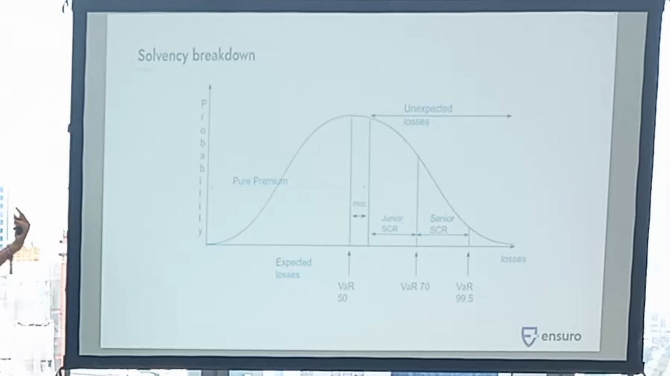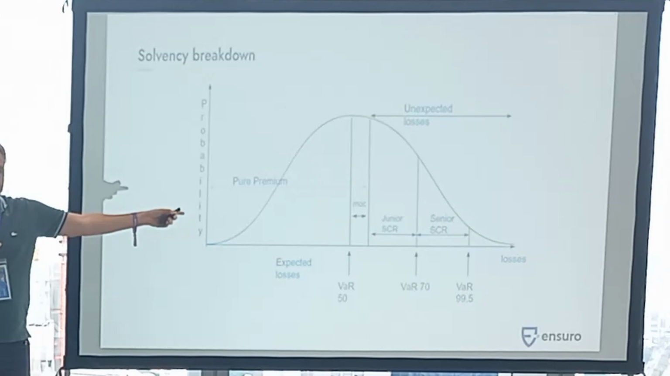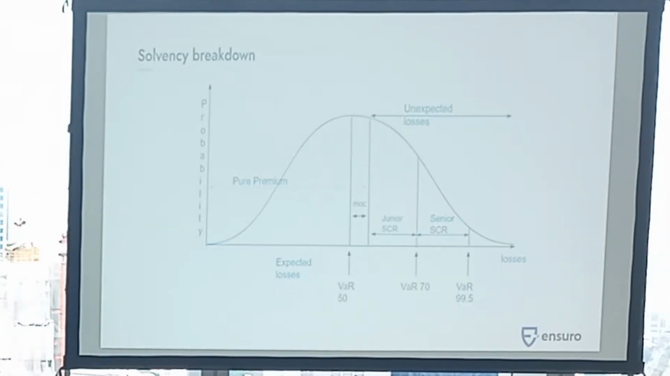And then we have two different tranches of capital: the junior SCR, which comes from solvency capital requirement, and the senior SCR. We have two tranches because this allows us to give two different profiles to investors. The investors in the first tranche, the junior SCR, are more exposed to risk, right? If the losses are a bit more than the expected losses, they will suffer a reduction of capital, as part of it will be used. But in exchange, they receive a bigger reward, a bigger interest rate on the capital they provided.